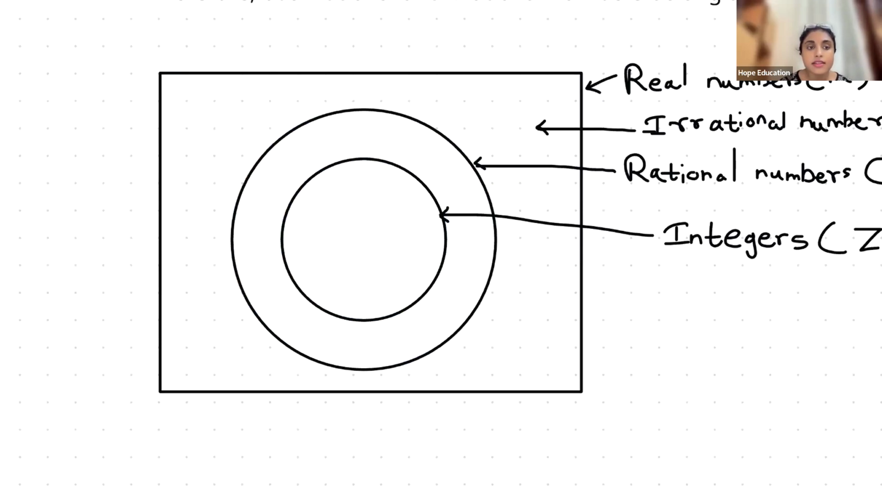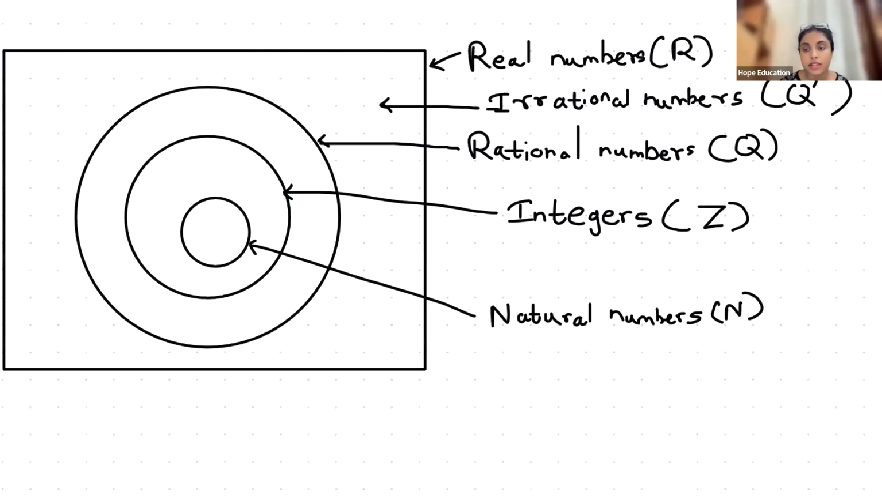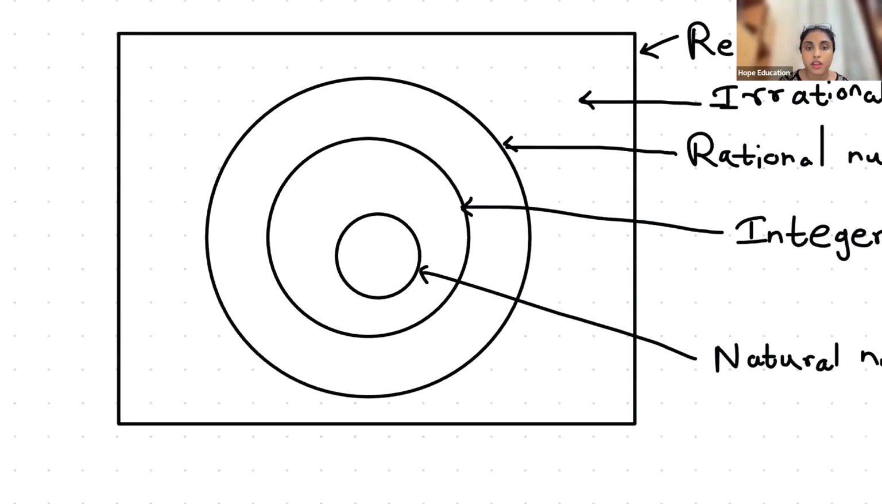Inside integers, there is another small section. Natural numbers, symbolized by capital N. And I told you earlier, natural numbers are positive integers, right? So let's write a few examples. So 1, 2, 3, they are all positive integers, therefore they are natural numbers.